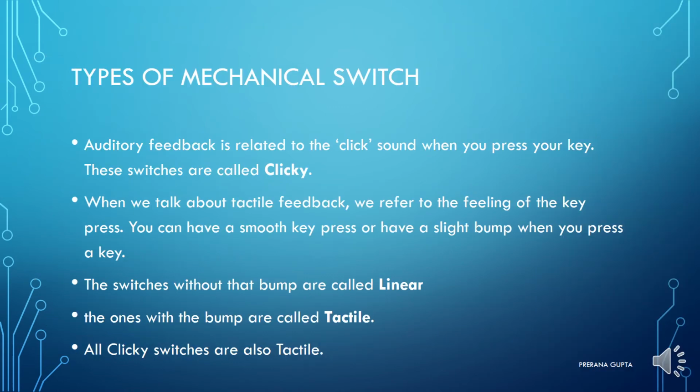Now the types of mechanical switch. There are three types of mechanical switch: linear, tactile, and clicky. Whenever any click sound is heard after pressing a key, then this kind of switch is known as a clicky mechanical switch. And if there is a bump in the switch, then it is known as tactile, and if there is no bump, then it is known as linear.